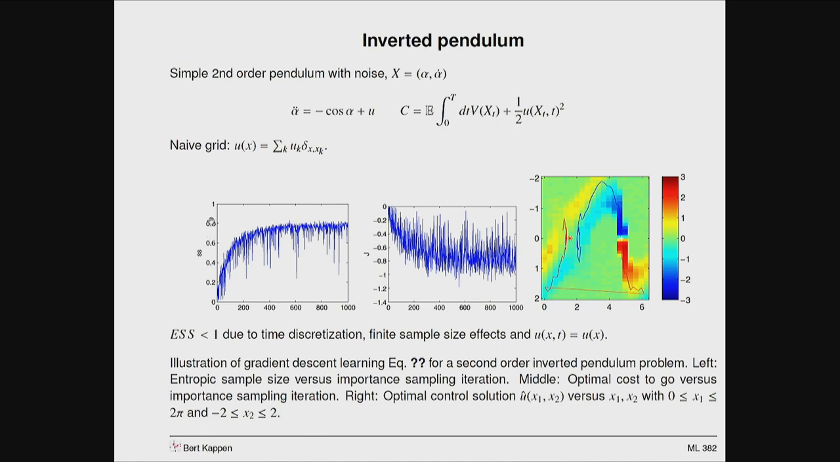Here you see the effective sample size on the scale of 0 to 1, which is the maximum, starting basically at 0. So the quality of the samples that you generate gets quite high at some point. Here you see the cost going down. And here is a 2D rendering of the solution, where here is velocity and here is position between 0 and 2 pi, and here is the initial position where you start, everything down, and then you swing up to this top position. This is a controller that you learn for this position.